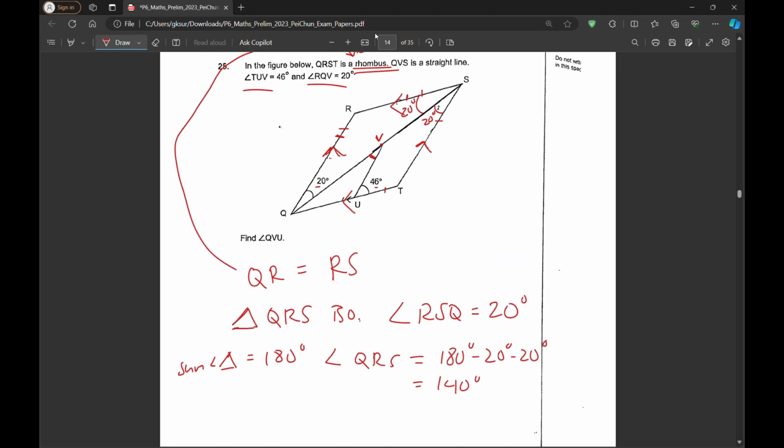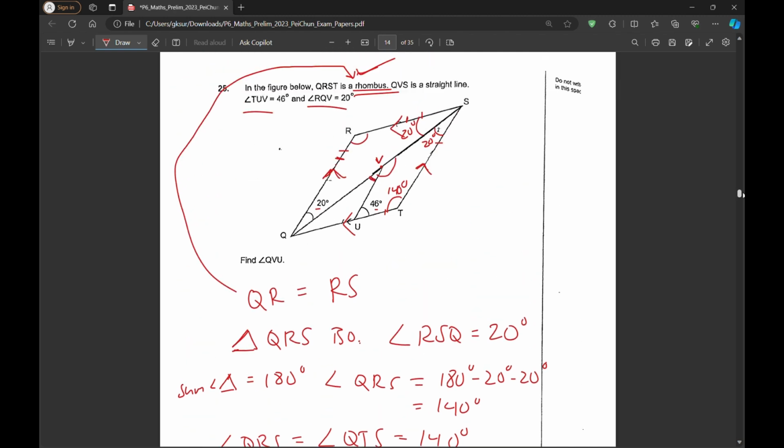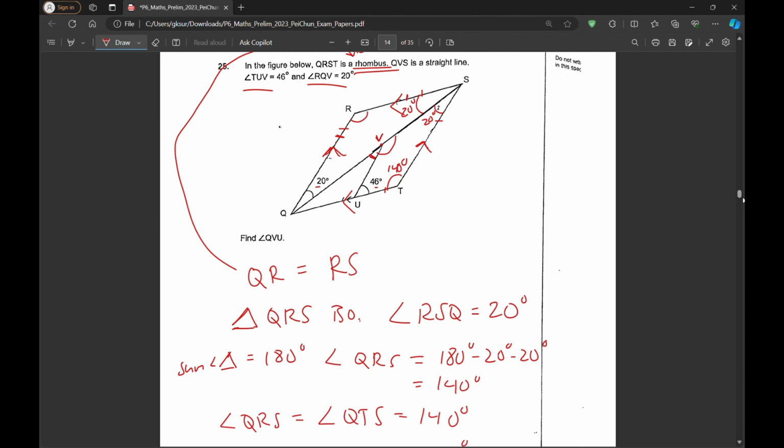And again, property of rhombus, angle QRS equals to angle QTS, this and this. And so since angle QTS is 140 degrees, we can now find this angle, because the sum of angles in a four-sided polygon is 360 degrees. So 360 degrees minus 140 degrees minus the 46 degrees here and minus the 20 degrees that was on top over here, which gives us, by manually calculating, 154 degrees. But that's not it, because we need to find angle QVU.